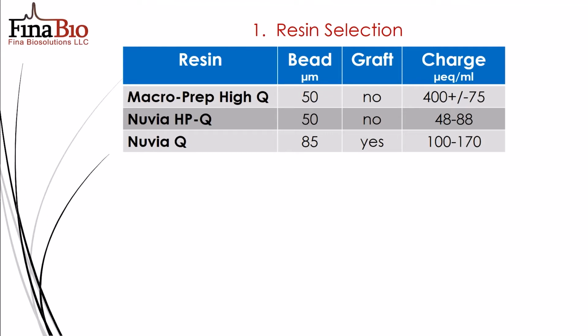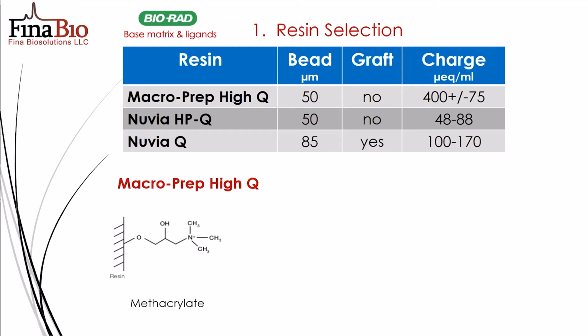As the first step, we reviewed strong anion exchangers for capture. For this study, we considered only Bio-Rad resins with varying properties. The Macro-Prep High Q is a relatively small bead with a high charge density. It's roughly twice that of Sepharose Q, and it's built on a methacrylate-based resin.